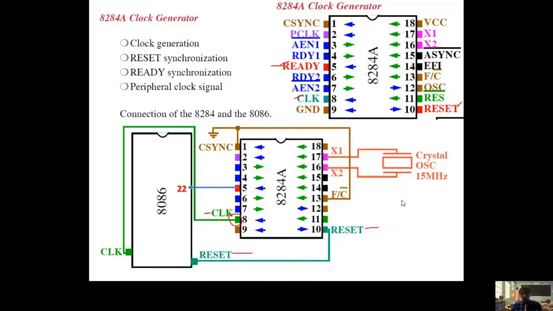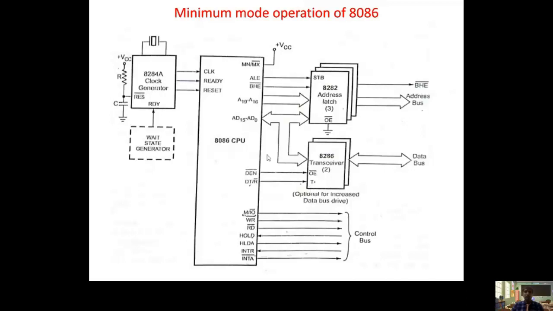Now let us see what minimum mode is. This is the minimum mode operation of 8086. In it there is an 8086 CPU with 40 pins. Then there is a clock generator, number 8284A. Then there is a latch, number 8282. Here we are taking 3 latches, 1, 2, 3. That's why the number is 3; I am indicating 3 because of 3 latches.